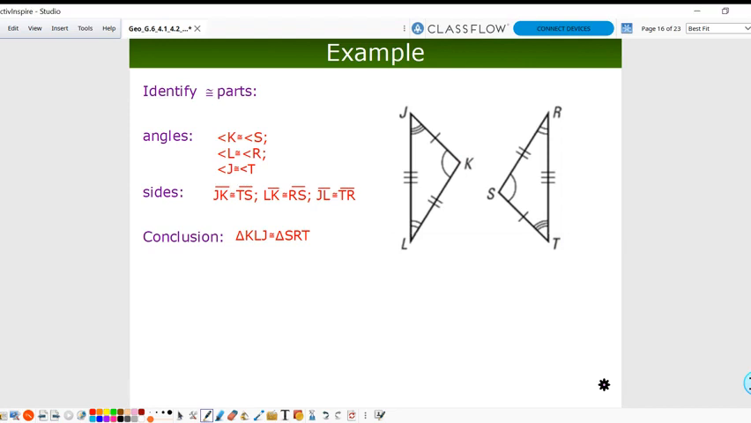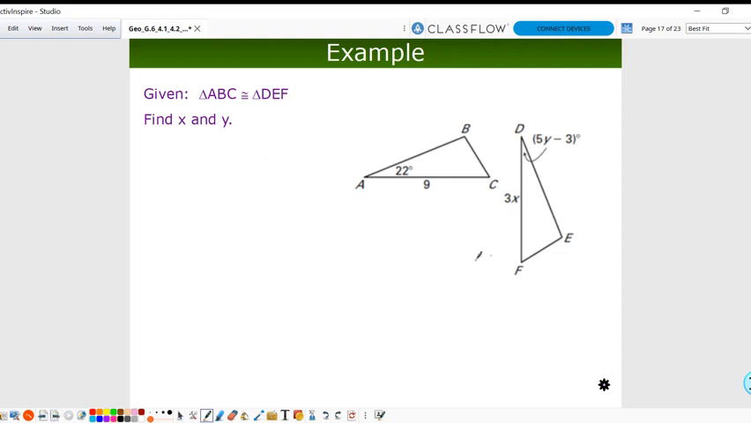Conclusion, triangle KLJ is congruent to SRT. It may seem silly that we have to name the triangle in a certain order, but we're doing that so you can tell just by the name of it what parts are congruent.